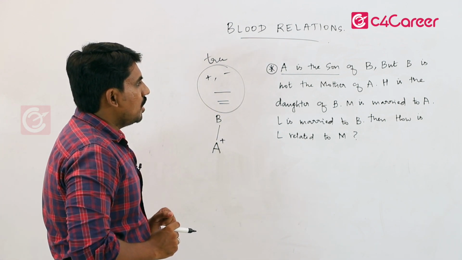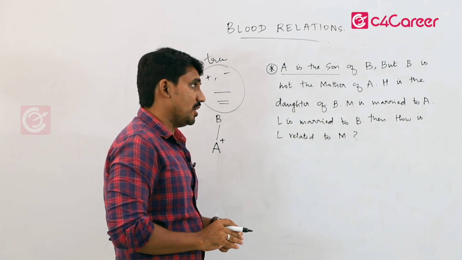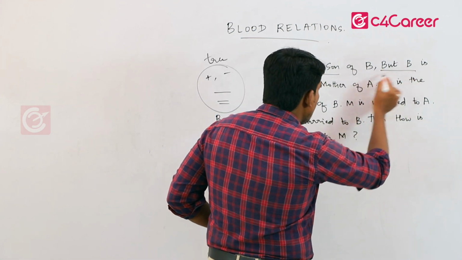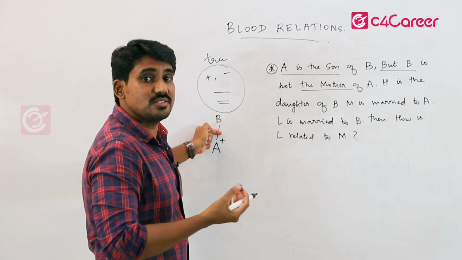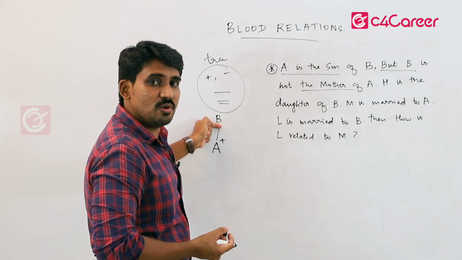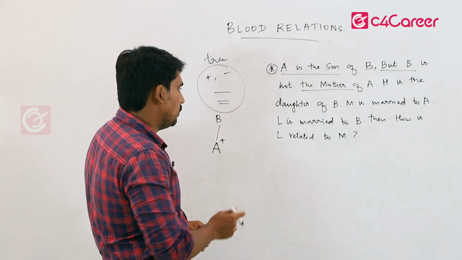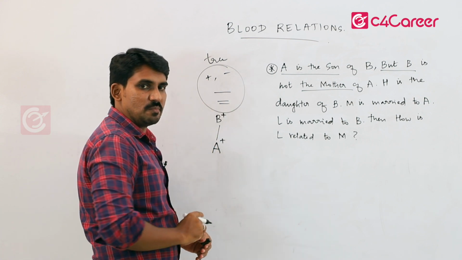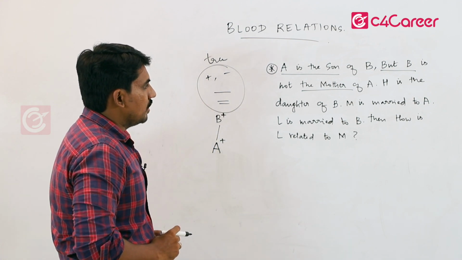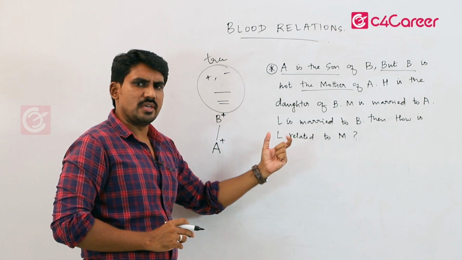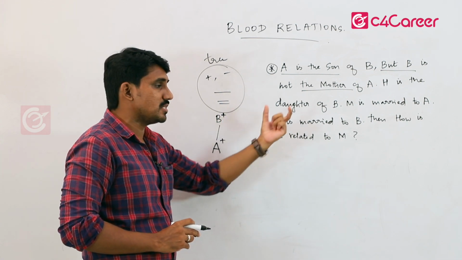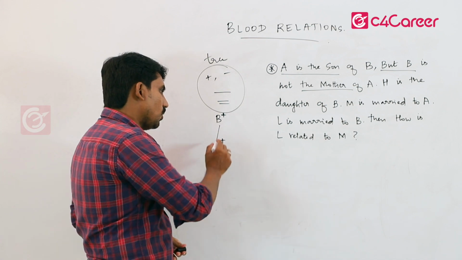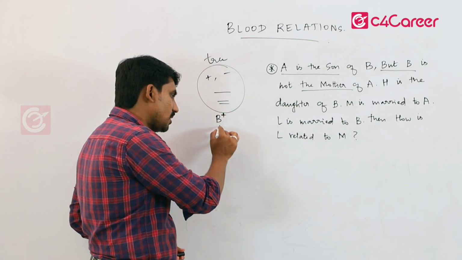Then, very important: B is not the mother of A. A is the son of B, and B is not the mother. Therefore, B will be the father. So I am writing B plus. Then, H is the daughter of B, which means this B has one daughter, and the daughter's name is H. How can we draw the family chart?